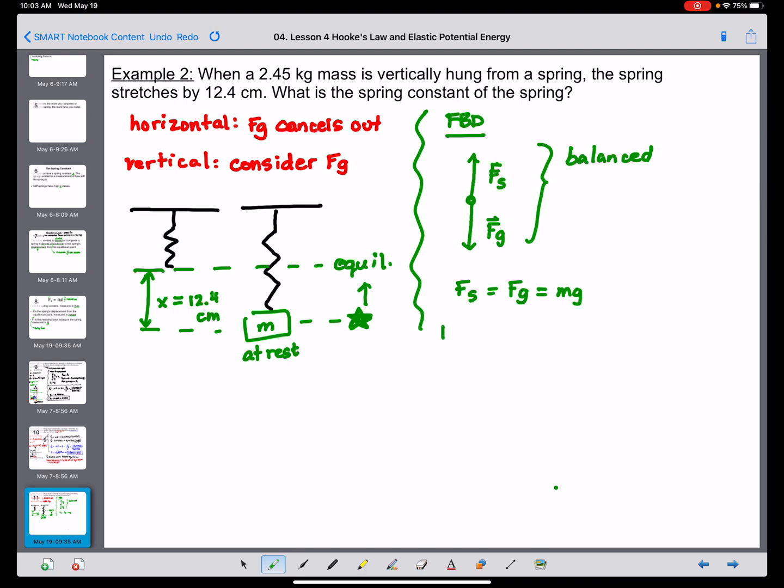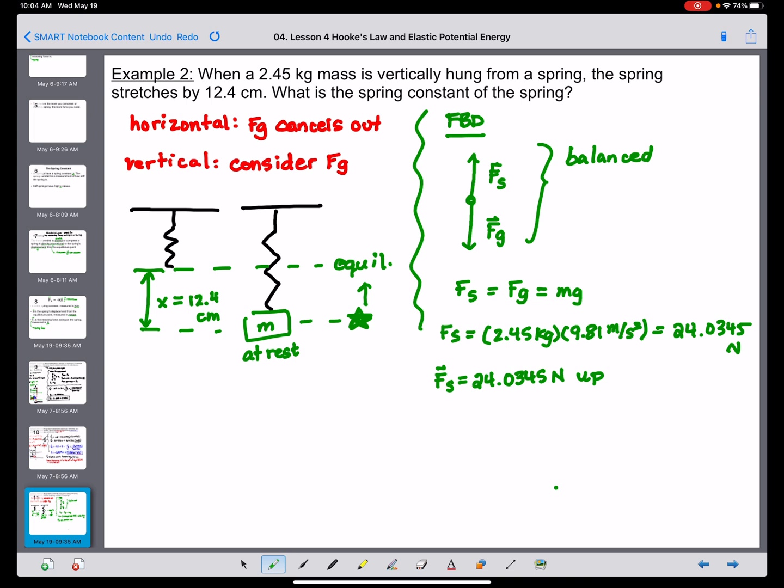So let's calculate that. So m is 2.45, it's given in the question, and g is 9.81. I'm not worrying about direction here yet, I'm just trying to get a number for the spring force. So I'm not really caring if 9.81 is positive or negative. And I do this and I get 24.0345 newtons. Okay, now I'm gonna manually put a direction on there. So just by looking at my free body diagram, I see that this is an upward force.